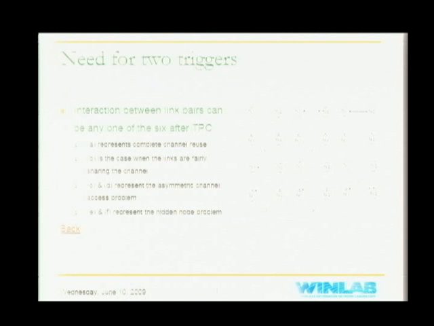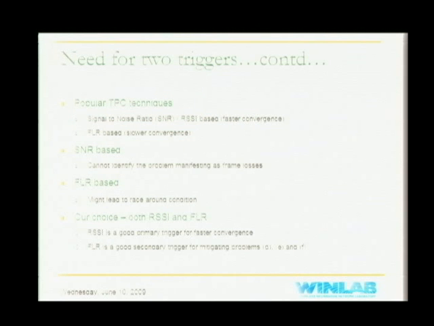Now with these interference scenarios in mind, let us take a look at the triggers previously used. Popular TPC techniques use either signal to noise ratio based or frame loss rate based triggers. Signal to noise ratio provides the advantage of faster convergence. Based on link margin calculations, we can easily converge on the transmit power to use. But with FLR based techniques, we need probing to find out the actual transmit power to use. So there is a slower convergence factor in FLR based techniques.